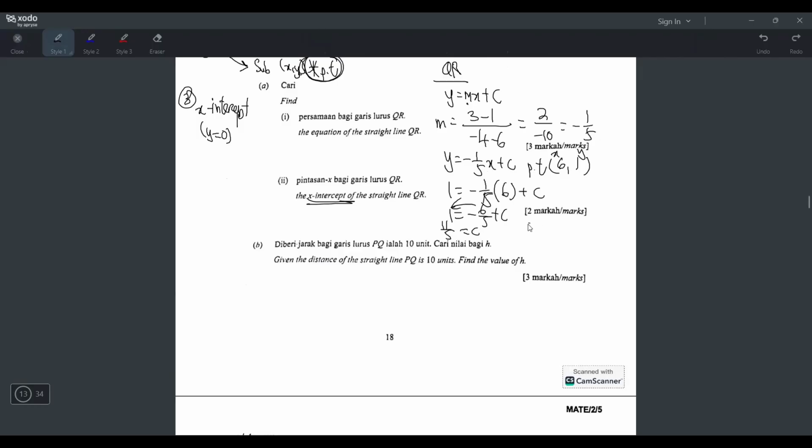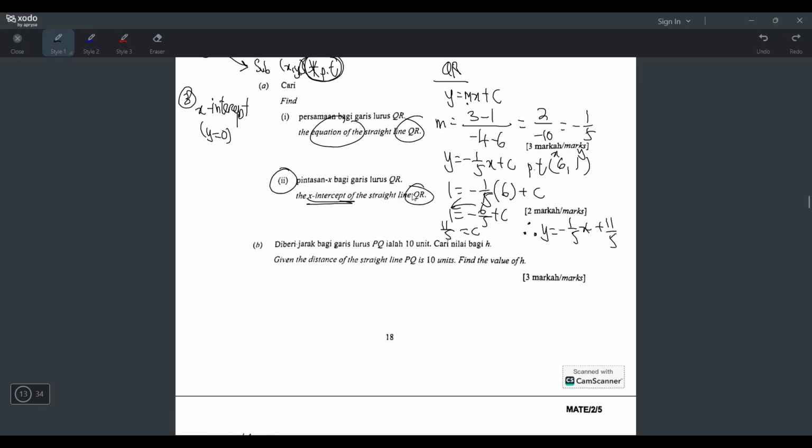But don't stop here, because they ask for the equation. So you have to rewrite the whole thing, from here. So the answer will be y equals negative 1 over 5 x plus 11 over 5. Okay, so this is your final answer. y equals mx plus c. That's the equation of QR. So it's done, right? Okay, now we can continue with number 2.